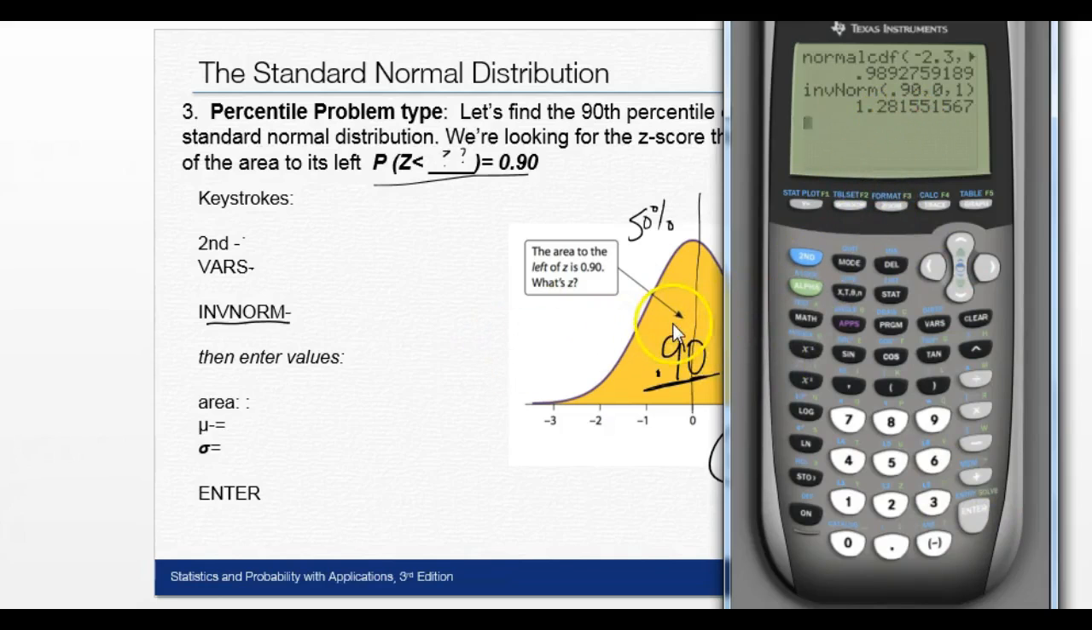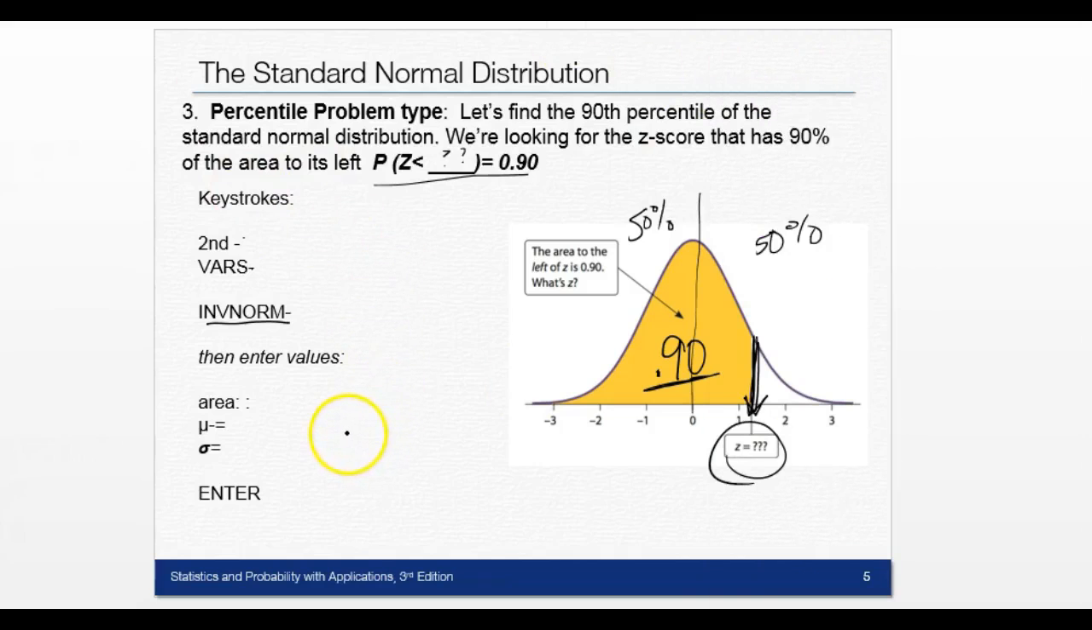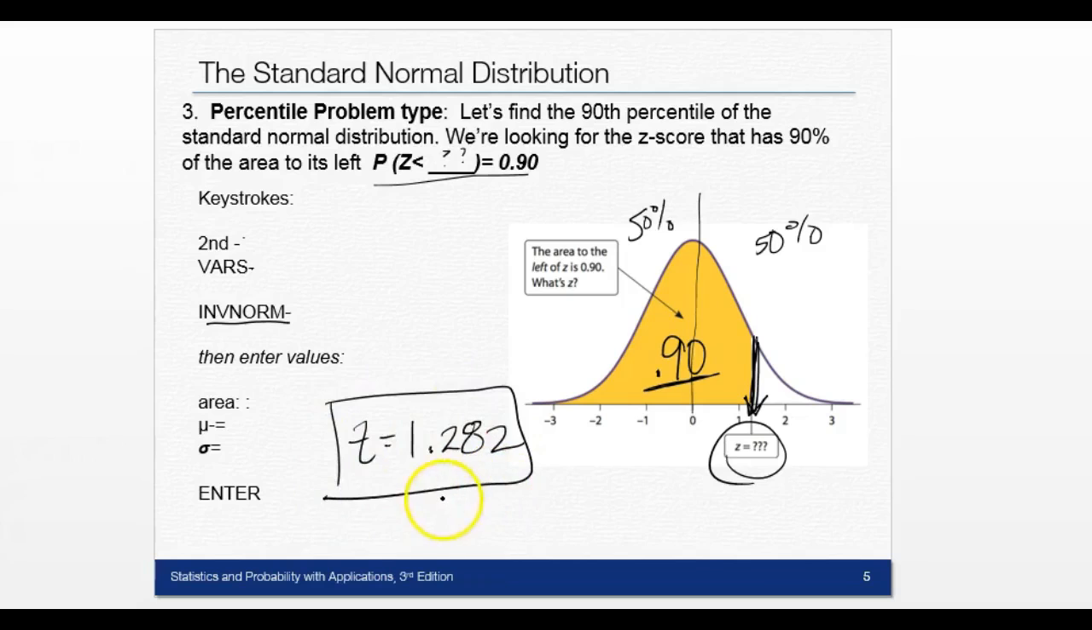Makes 90% of it to the left, and then makes 10% to the right. So the way I write my answer, it's 1.282. So I would say the z would equal 1.282. That's the z-score I'm looking for.